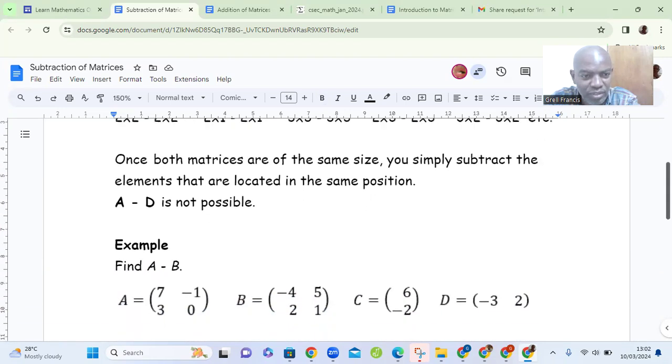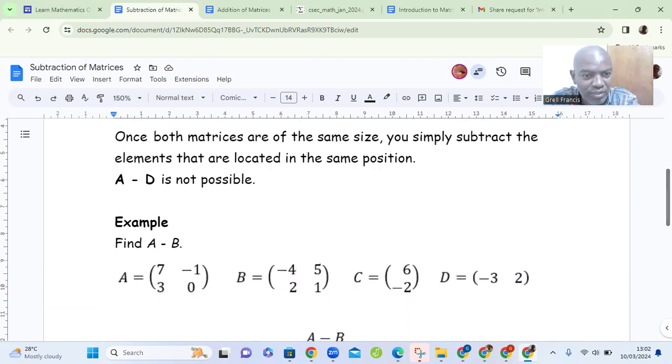So let's look at what it's talking about. A is a 2 by 2, 2 rows and 2 columns. And D is a 1 by 2, 1 row, 2 columns. The negative 3 is a column, the negative 2 by itself is another column. So 1 row and 2 columns. So you cannot subtract a 1 by 2 from a 2 by 2.